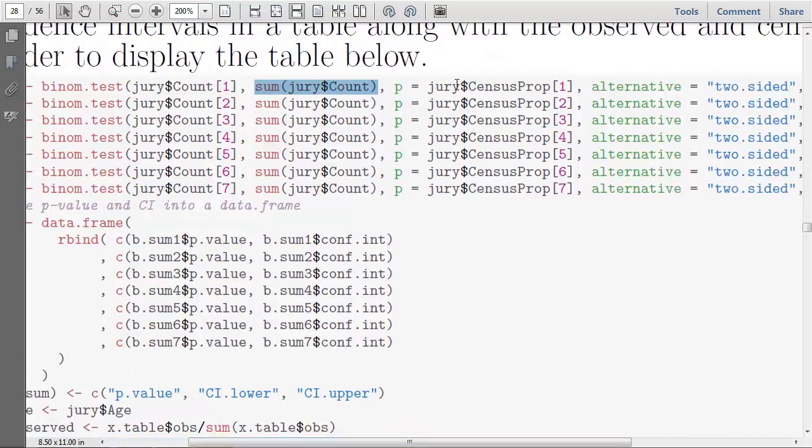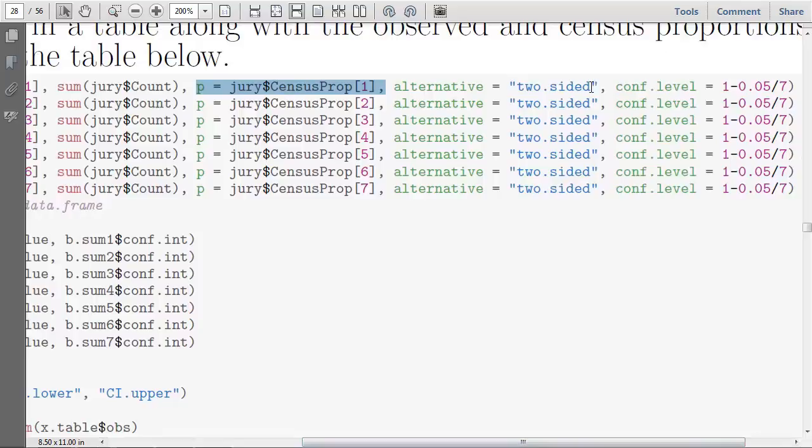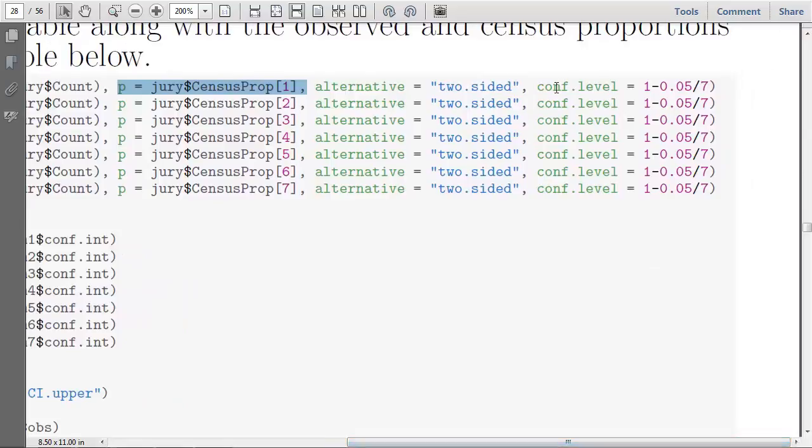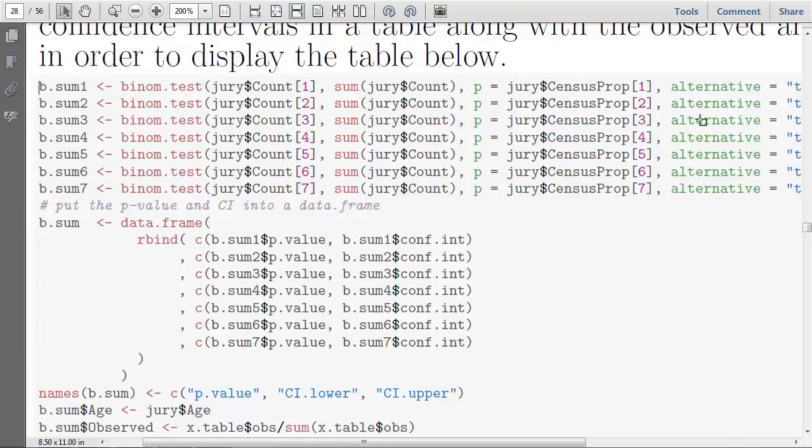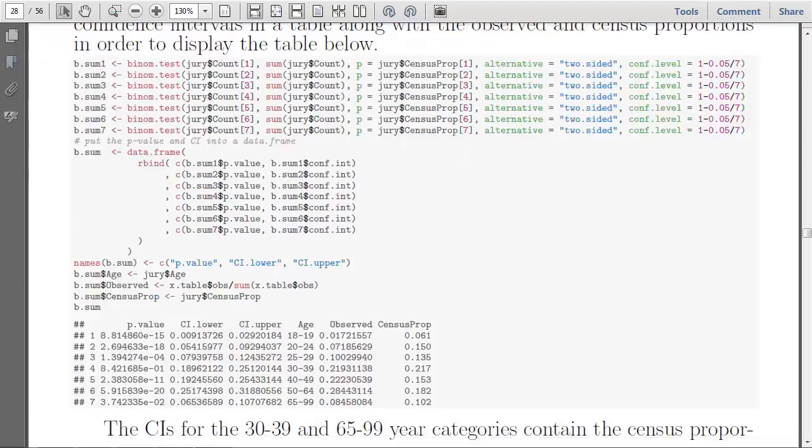The census proportion is what we're testing under the null hypothesis. We're looking at a two-sided alternative, meaning we don't care whether the observed counts are more or less than the expected counts. And then our confidence level that we're going to construct confidence intervals for is corrected for that Bonferroni adjustment. So instead of it being 95%, or 1 minus 0.05, we're now dividing our alpha by the number of tests. So it's 1 minus 0.05 divided by 7. And that was that number, if I zoom out for a moment and scroll up just a little bit.